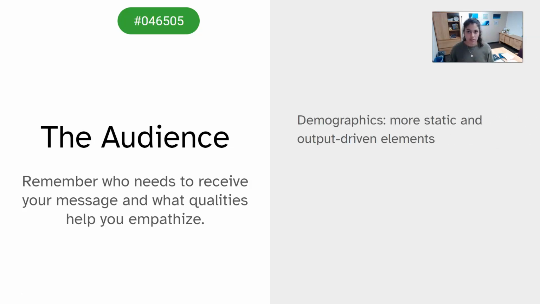To help you write out that sentence, you might think about demographics. These are more static, output-driven elements. Demographics are things like age, gender, it could be income, position on campus, career, that kind of stuff. It's more of a concrete, we can categorize you this way. And again, it's more static.